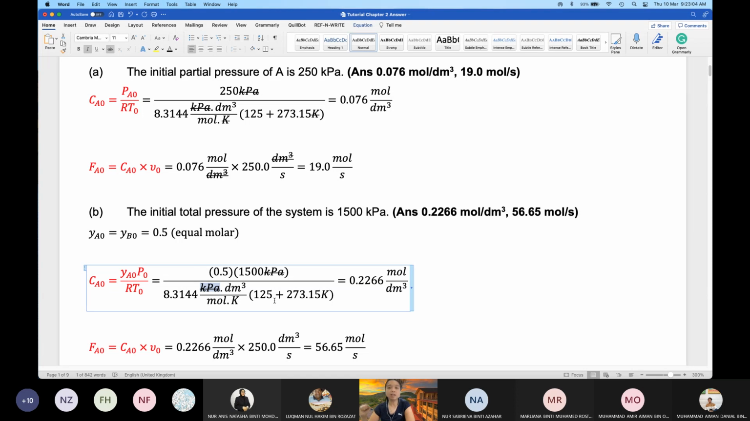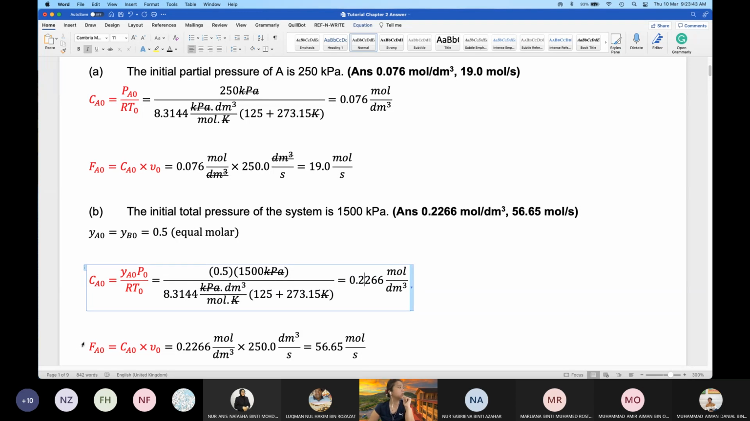The temperature is still the same, 125 Celsius, but since the temperature unit in my R value is Kelvin, I straight away convert my temperature from Celsius to Kelvin. From 125 Celsius, to convert to Kelvin you just add 273.15. That's the conversion factor. So now I can cancel kilopascal, I can cancel Kelvin, and I'm left with mole per dm cube, which is my concentration unit. So you calculate the number, you will get 0.2266 mole per dm cube.